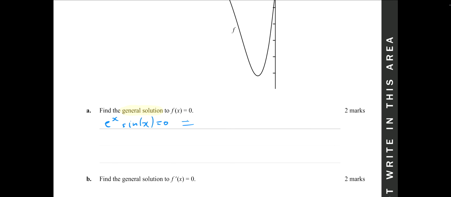Now we can actually divide both sides by e to the x, because e to the x is a function that is always positive. So that means we just have sine x equals 0. I'll just double check that, as e to the x is greater than 0. So e to the x can never equal 0, so we are allowed to divide by it.